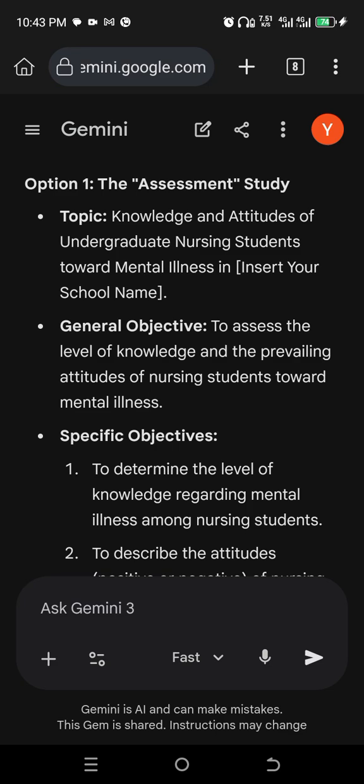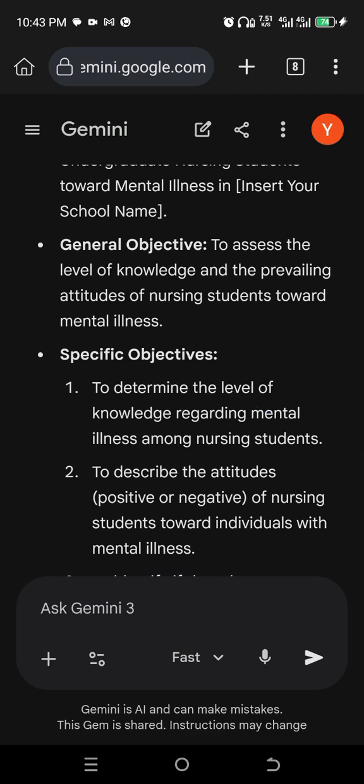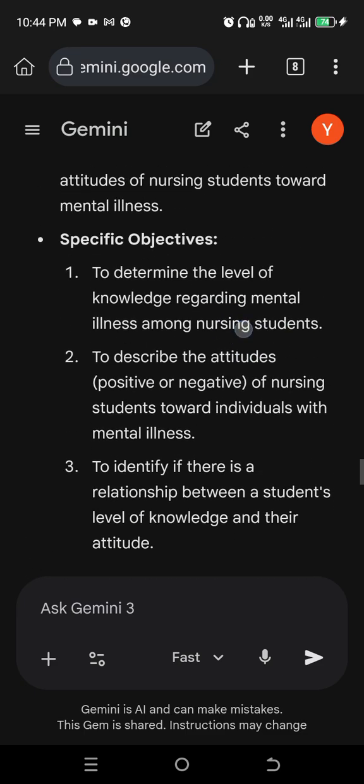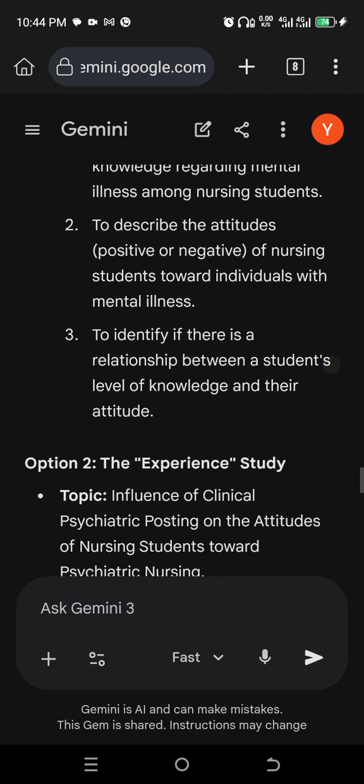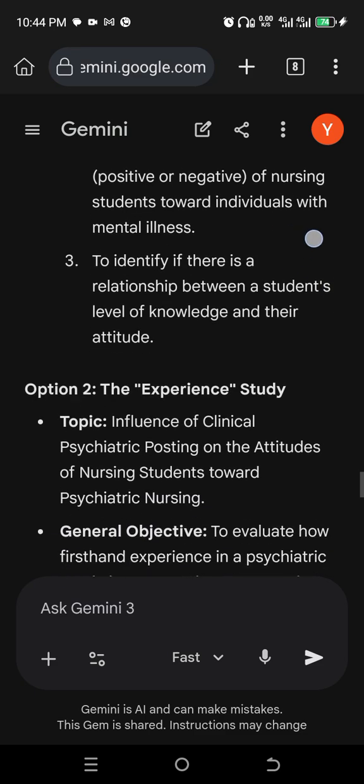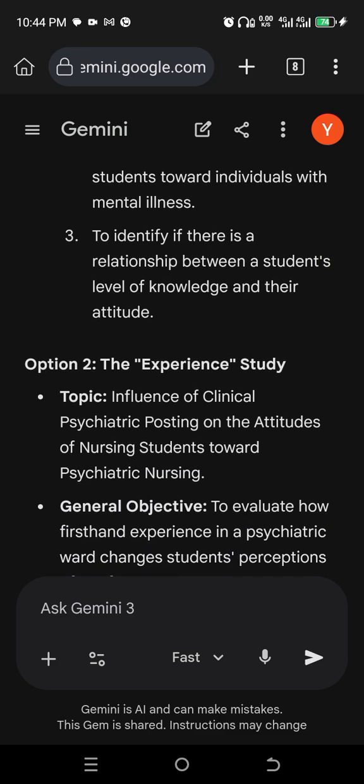So what is the objective of this particular topic, if the supervisor asks you to provide the objective? The aim, which is the general objective, is to assess the level of knowledge and prevailing attitude of nursing students toward mental illness. So these are the three objectives: to determine the level of knowledge, to describe the attitude, to identify if there is a relationship between students' level of knowledge and their attitude. Alright, so this is topic one.